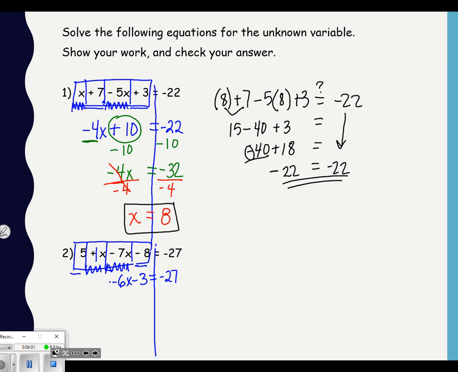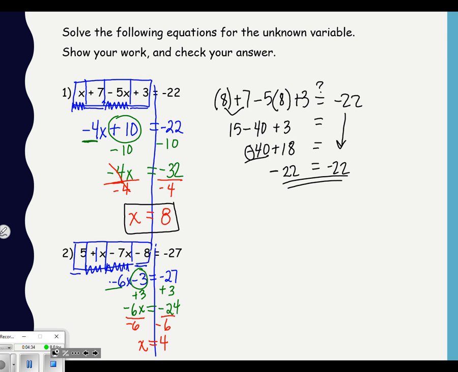Then I'm going to do our two-step equation process. Circle your constant, underline your coefficient, add 3 to both sides to undo that minus 3, and you get negative 6x equals negative 24. Then I'm going to get rid of that negative 6 by dividing by negative 6 on both sides. And that gives me x equals negative divided by negative is positive, and 24 divided by 6 is 4.